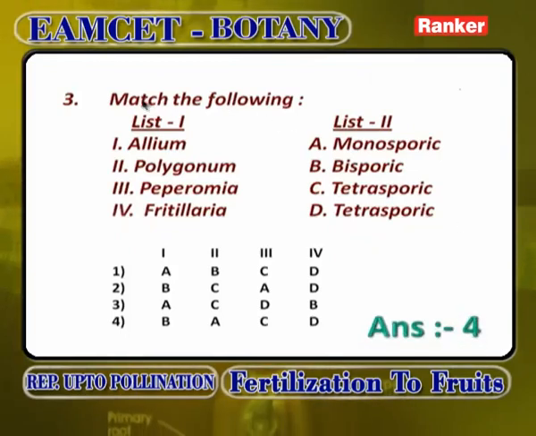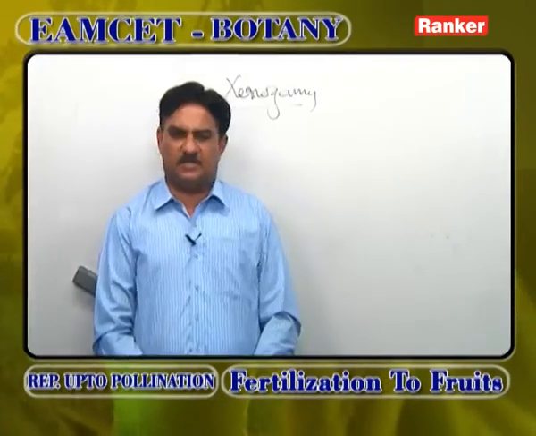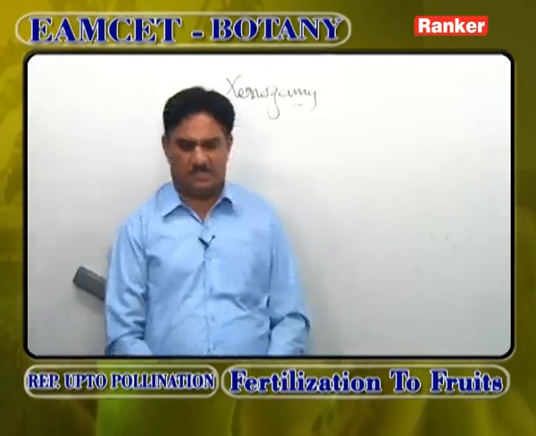Now, coming to the matching. List 1 is Allium, Polygonum, Peperomia, Fritillaria. List 2 is monosporic, bisporic, tetrasporic, tetrasporic. Allium is always bisporic. So, for this the answer is 4. 1 that is Allium, B bisporic. Bisporic means out of 4 megaspores formed, 2 disintegrate and 2 remain functional.